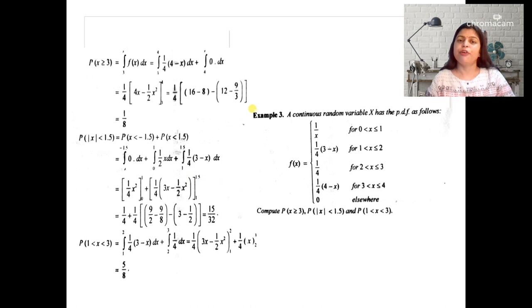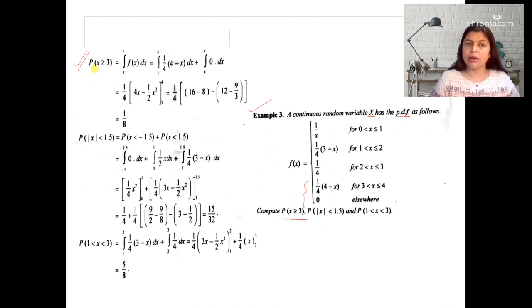This is the third example of this lesson. A continuous random variable x has the PDF, probability density function, as follows. f of x is defined differently in different ranges: from 0 to 1, 1 to 2, 2 to 3, 3 to 4, and elsewhere, that is, above 4. Now the question is, compute the probability of x greater than or equal to 3. So we are interested in this.